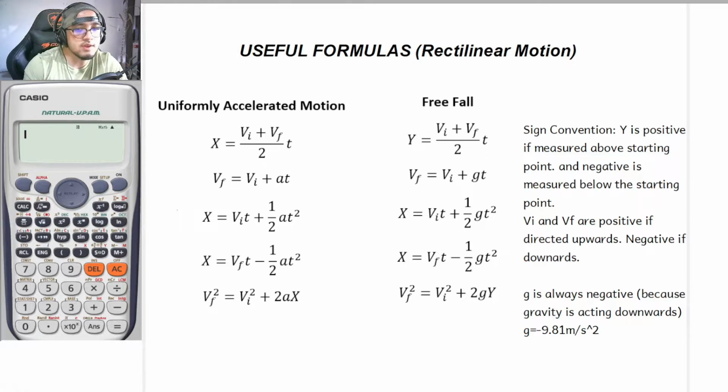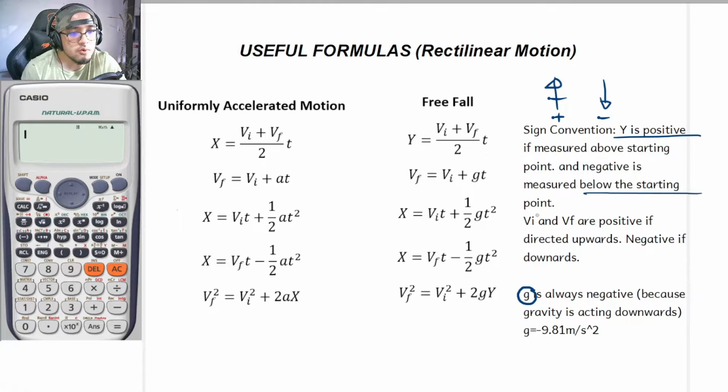And speaking of gravity, just like what was discussed in our classroom the last time, your g is actually the acceleration due to gravity, and we will be making use of the value negative 9.81 meters per second squared. As you can see, it is negative because it is directed downwards. For our sign convention, y is positive if it is measured above the starting point, and negative if it is measured below the starting point. In other words, if it is up, it is positive, and if it is down, it is negative.